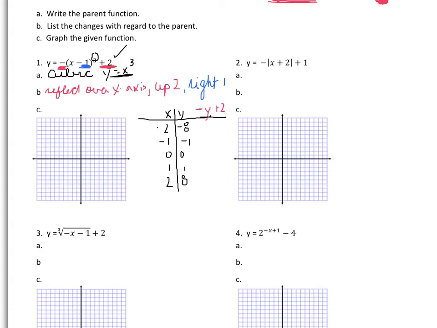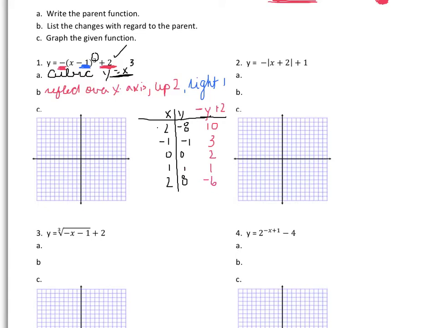If I take negative y, that's negative -8, which is positive 8, and positive 8 plus 2 is 10. A negative -1 would be positive 1, and positive 1 plus 2 is 3. 0, negate the 0, it's going to stay 0, plus 2 is 2. Then 1, take the -1, that's -1, plus 2 is 1. And then 8, so negate your 8, so -8 plus 2 gives you -6.